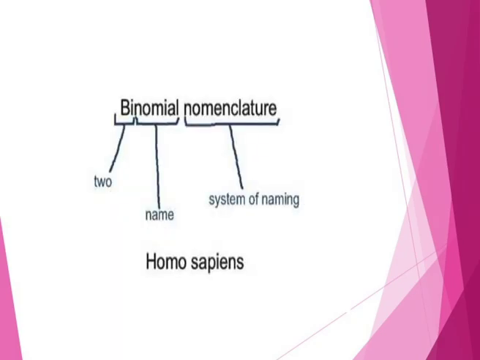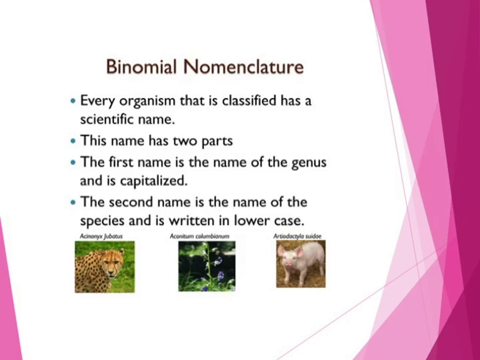Binomial nomenclature has 2 words. Bi means 2, nomial means name, nomenclature means system of naming. If you look at this, you will understand the rules and regulations of writing a scientific name of any animal or a plant. Every organism that is classified has a scientific name.